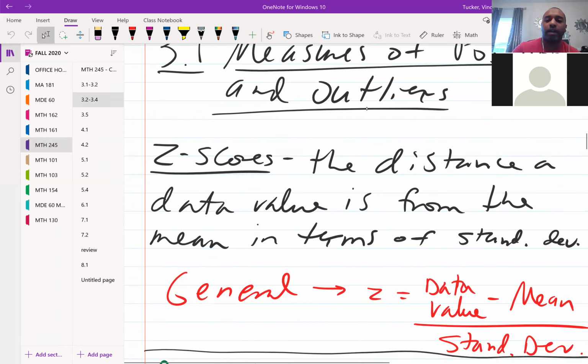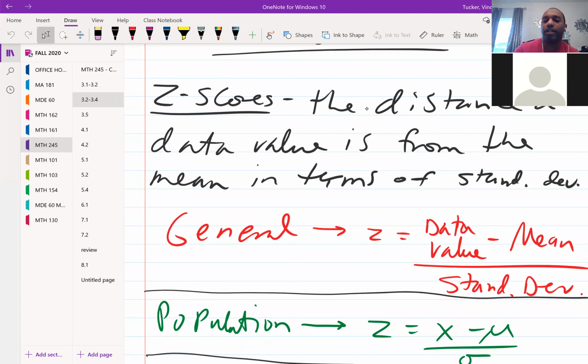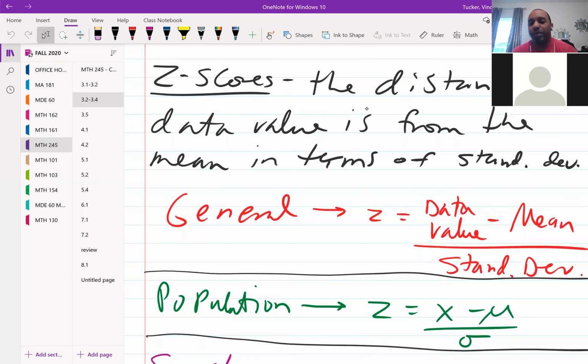Z-scores, the distance a data value is from the mean in terms of standard deviations. So the general way that you will be calculating your Z-score is to take your data value, subtract the mean, divided by standard deviation.